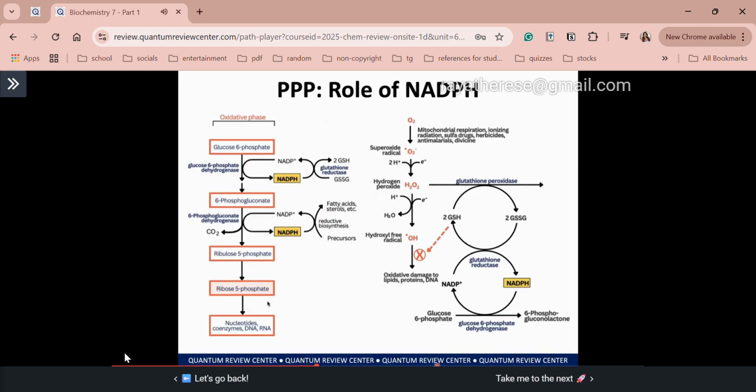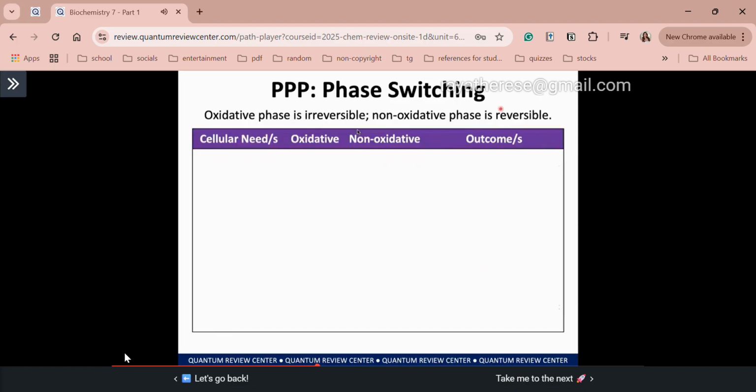So now, let's proceed with our next topic, the phase switching of the pentose phosphate pathway. Class, this is our second to the last slide for our discussion of PPP. So after our PPP, you can take a short break just to reflect or absorb our PPP topic, or just for a sanity break. It's important that we avoid burnout here in our discussions.